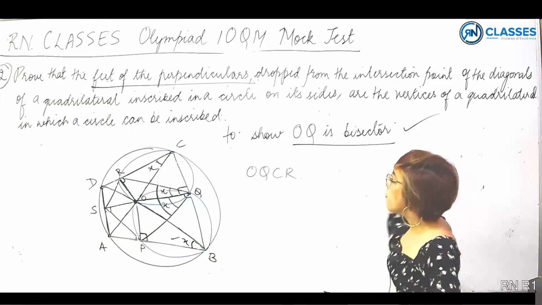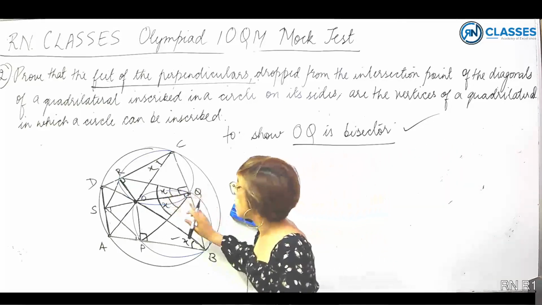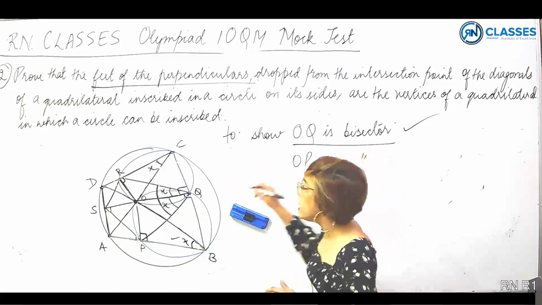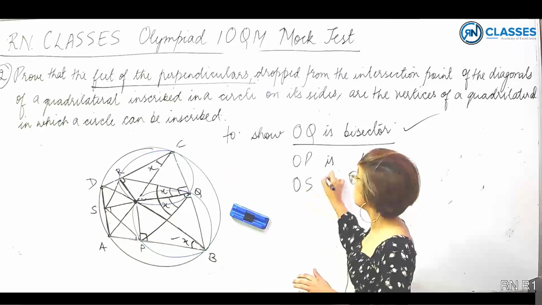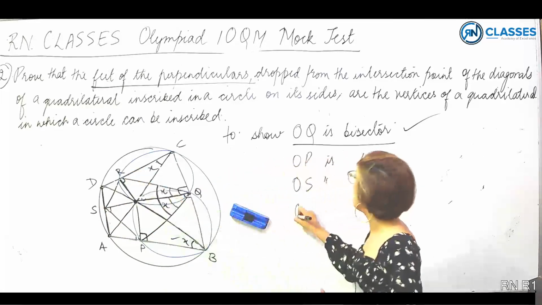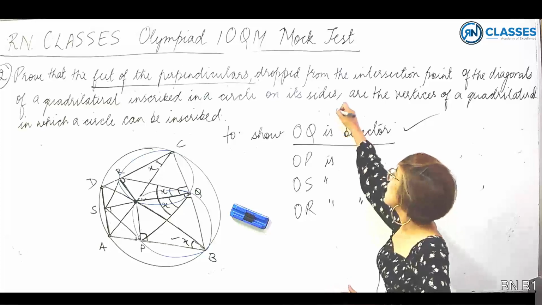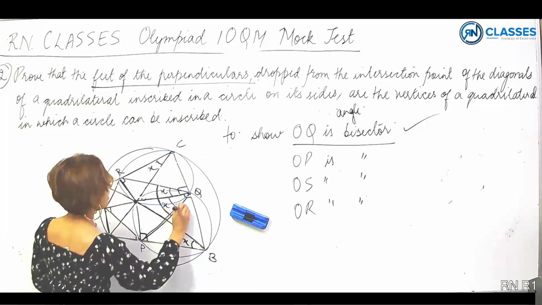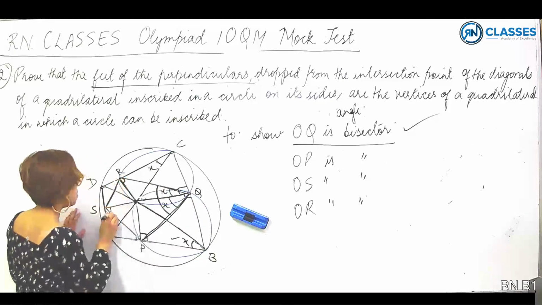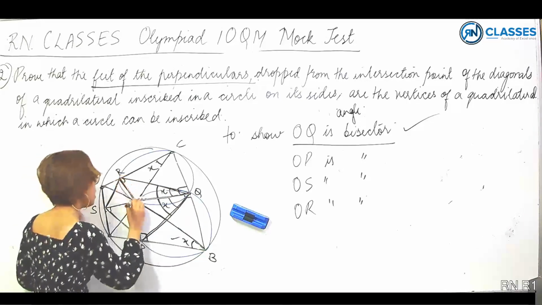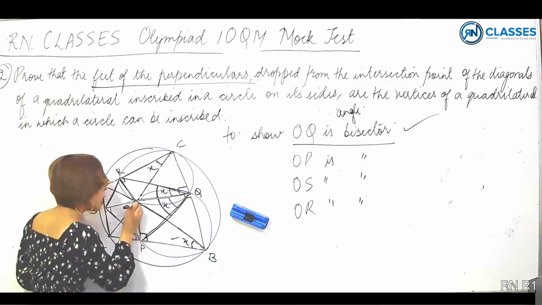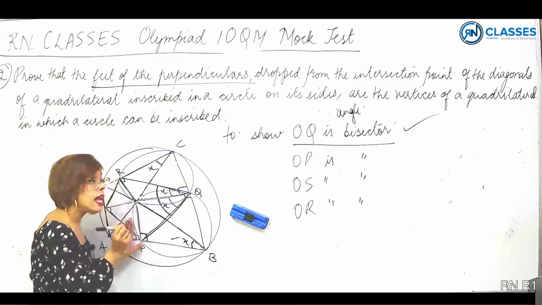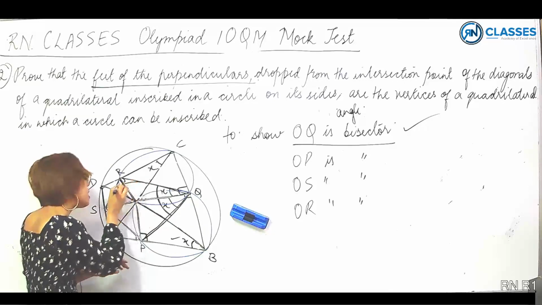Now, if you are able to prove that OQ is the bisector, on similar lines you can say that OP is the bisector, then OS is the bisector and OR is the bisector. Or maybe we should actually say angle bisector. Since in this quadrilateral PQRS, this is an angle bisector, this is an angle bisector, this is an angle bisector, and all of these are meeting in a single point, that means there would be a circle inside this quadrilateral.